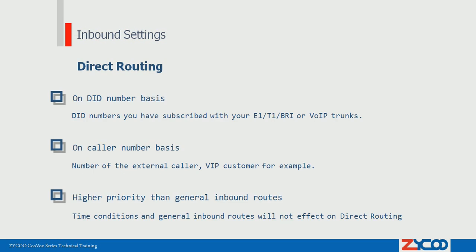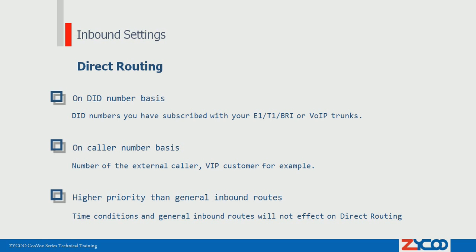Okay, next, direct routing. Except the inbound control settings, there are some other scenarios. You might want certain inbound calls to be handled by a specific person without any other conditions. Then you could use the direct routing feature. Direct routing could be configured to work on a DID number and caller number basis.